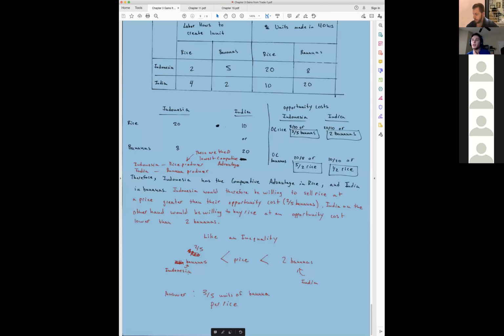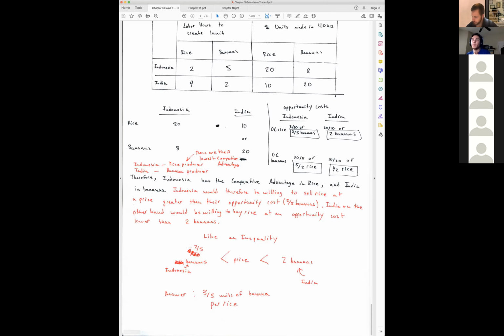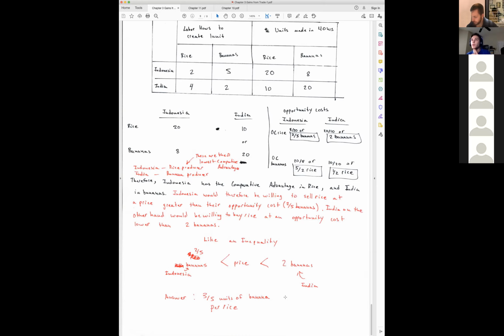So if you're thinking about it, at an opportunity cost lower than 2/5 banana, say 1/5 banana, Indonesia would just say, we're going to stick to producing on our own. And for India, if the opportunity cost was higher than 2 bananas, they would say, we're just going to produce on our own as well. So you're going to look at this middle value right here, and that would be 3/5 right there.